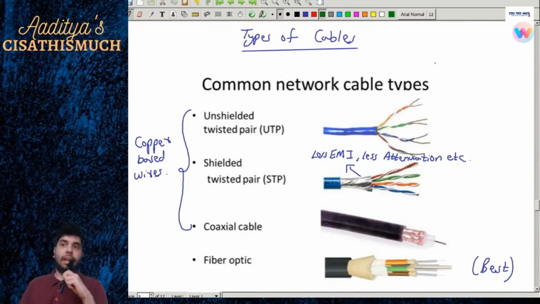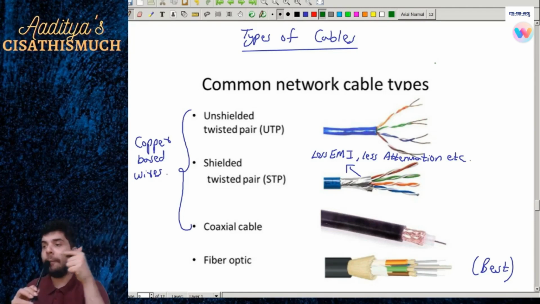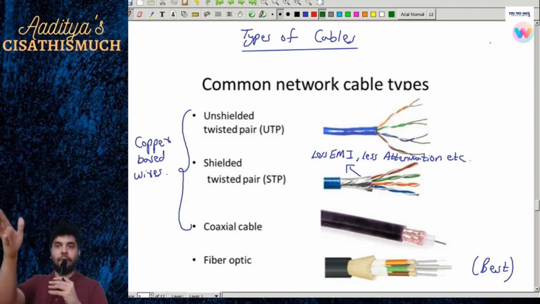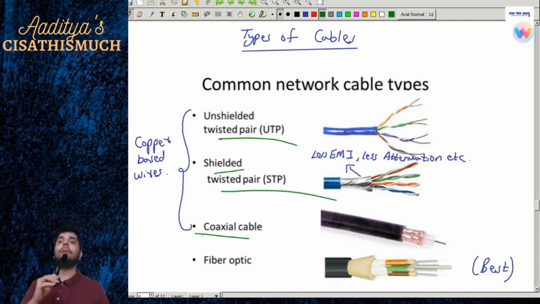Now the next concept is the types of cable. We have different types of cable. But understand that the main bifurcation is between the two: copper based cable and fiber optic cable. Although in copper based cable there are various other things which we will discuss: unshielded twisted pair, shielded twisted pair, coaxial cable. But all these things come under copper based cables, and the second one is the fiber optic cables.